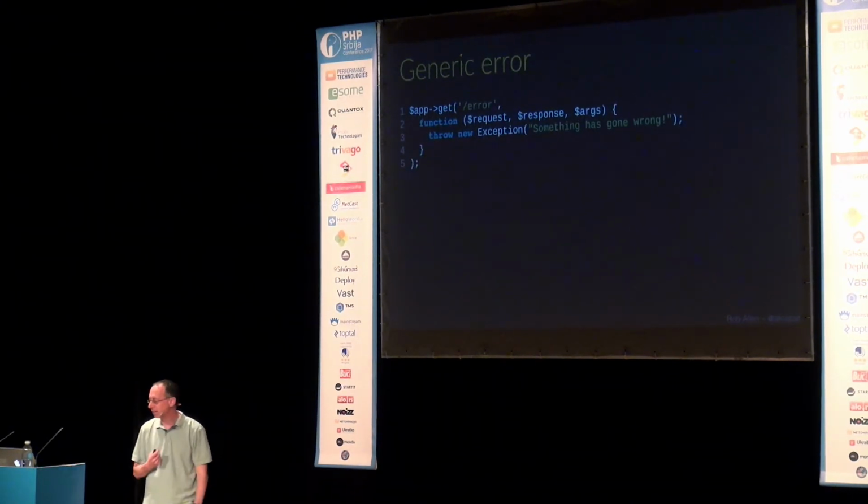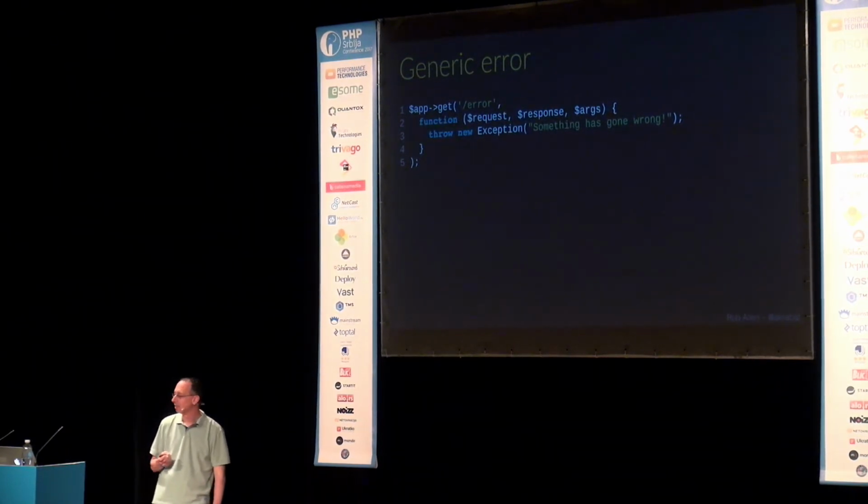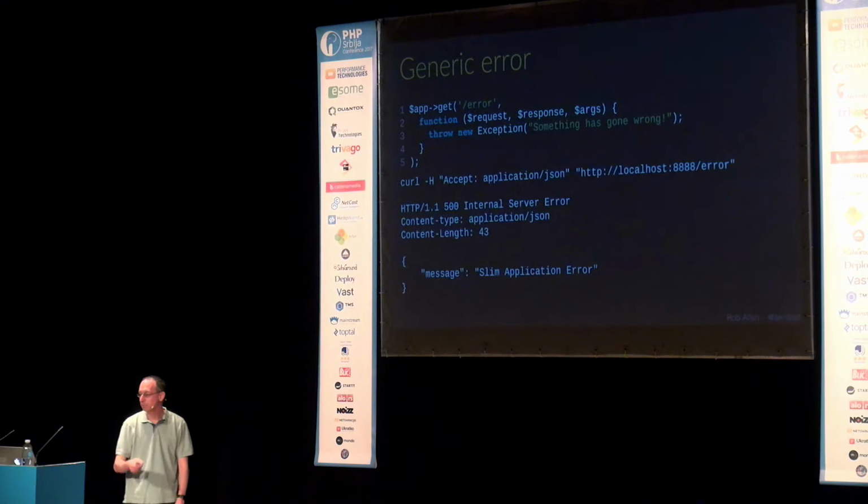Most of the errors in Slim are generic errors, and these occur when you throw an exception. If you throw an exception, Slim will generate an error for you. So here's the example.